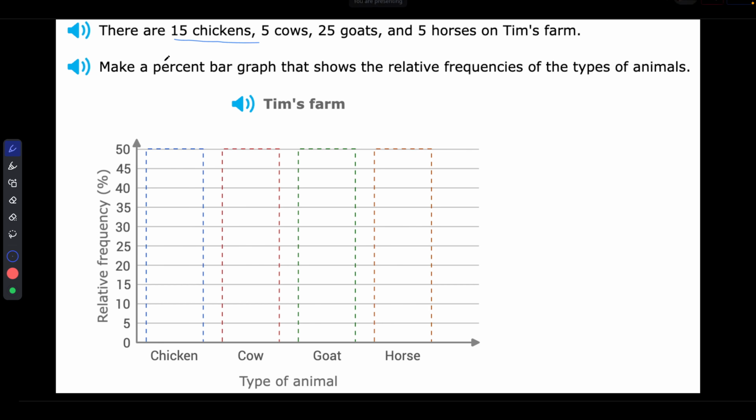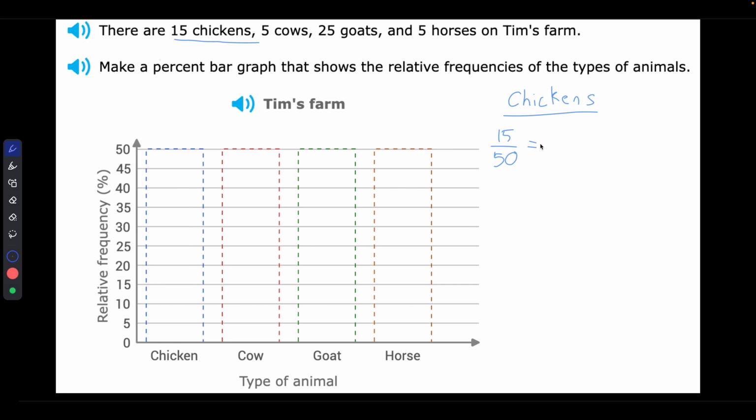So 15 chickens. To find the percent of chickens, we know that there are 15 chickens, and that is 15 out of the total. How many total animals do we have on the farm here? Well, we've got 15 plus 5 plus 25 plus 5, right? That's all the animals. 15 and 5 would be 20, 25 would be 50. Okay, so it's 15 out of the 50 total.